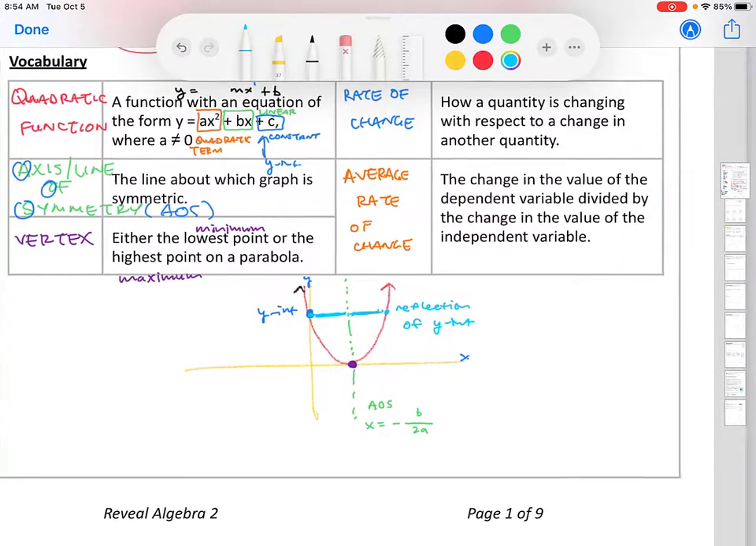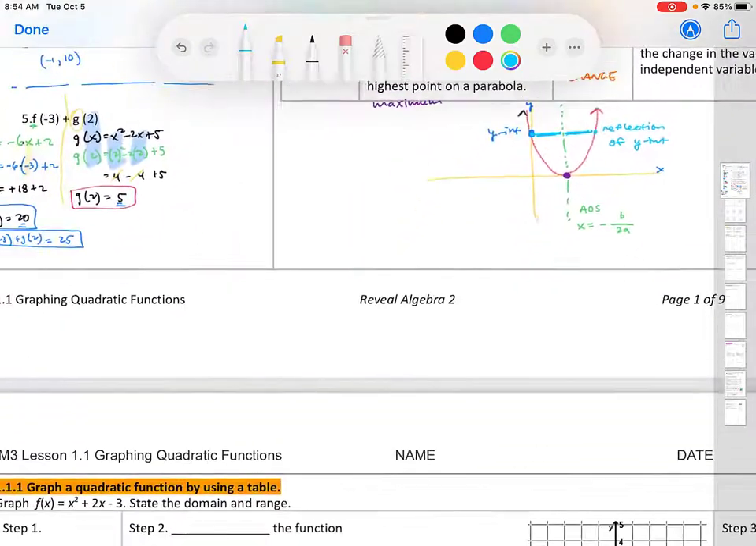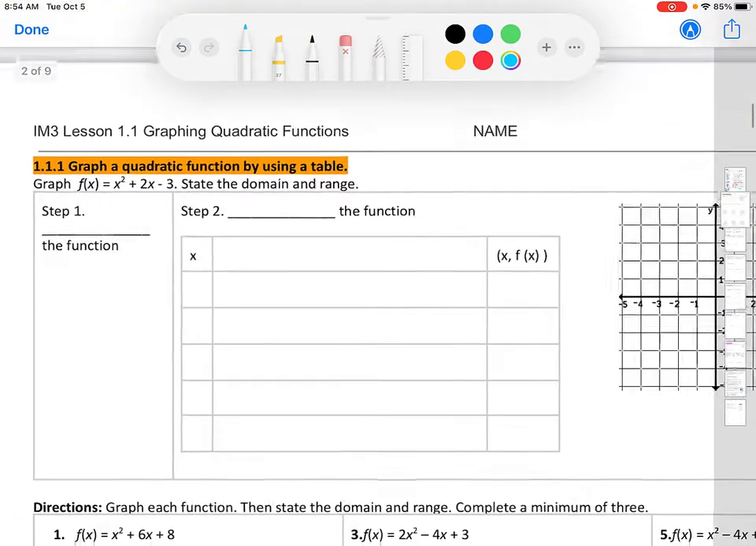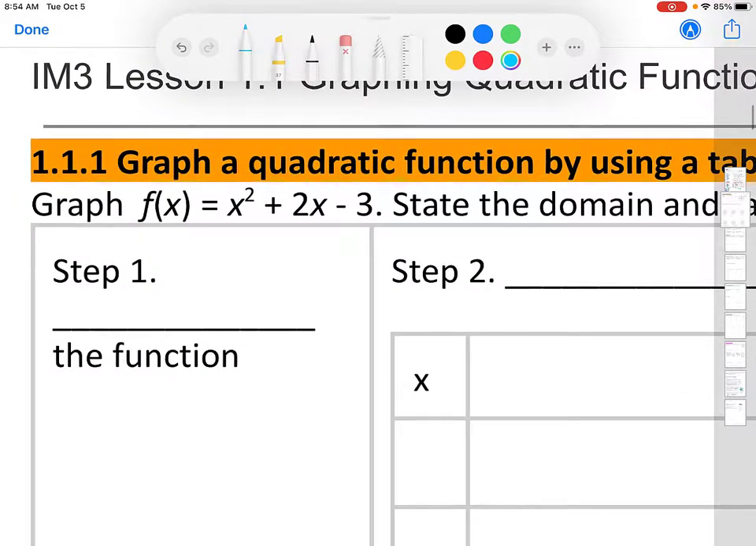Okay, so that is our vocab. Let's go ahead and move on now to 1.11. Here we're going to graph a quadratic function by using a table of values. A table of values. It's a chart. And our first example here says graph f of x equals x squared plus 2x minus 3. A couple things I want to point out is don't be intimidated by this f of x. It's just a fancy way of saying y.